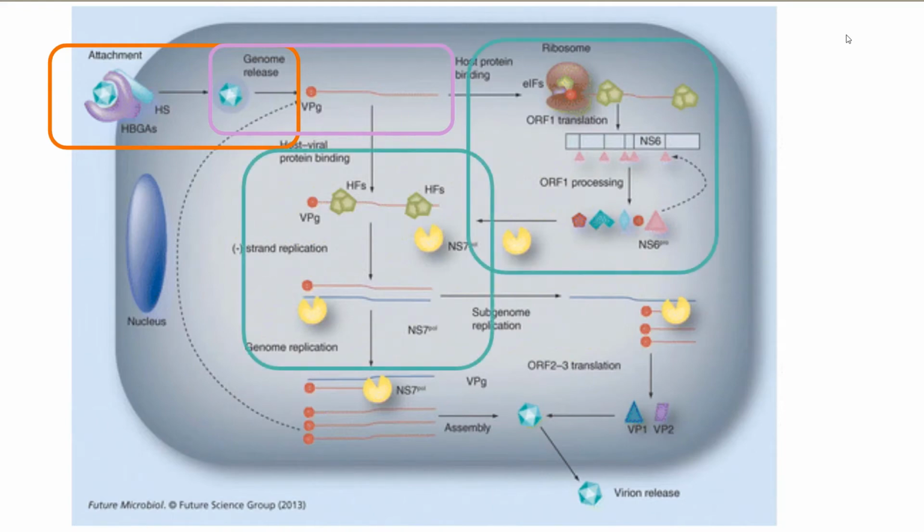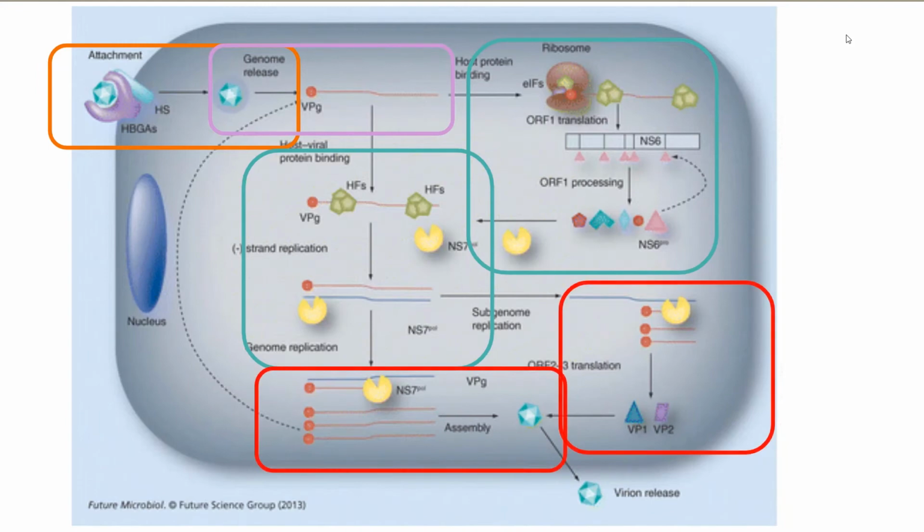With the icosahedral symmetry of T equaling 3, the capsid assembly requires 290 copies of VP1 and a few of the VP2. Thus, the last step is the infected cells undergo lysis to release the viral particles.